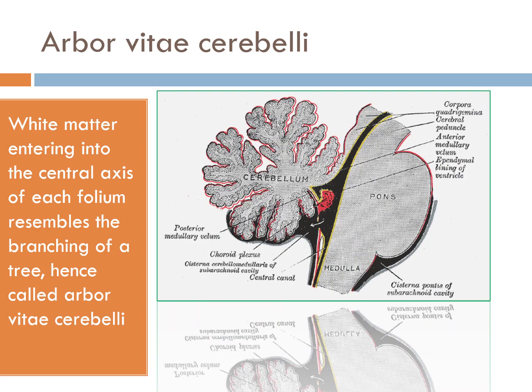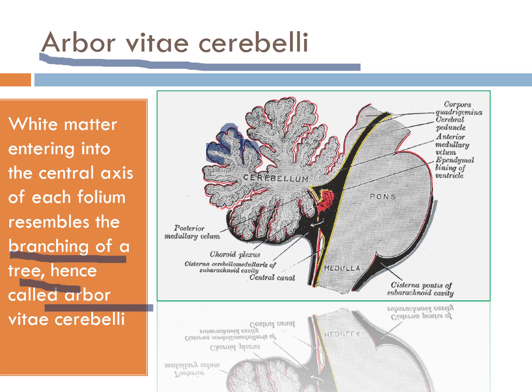So what is arbor vitae cerebelli? If you see this white matter entering into the central axis of each folium, this will be called as the folium. In this outer grey matter and inner white matter, the white matter enters each folium resembling the branching of a tree, hence called arbor vitae cerebelli.